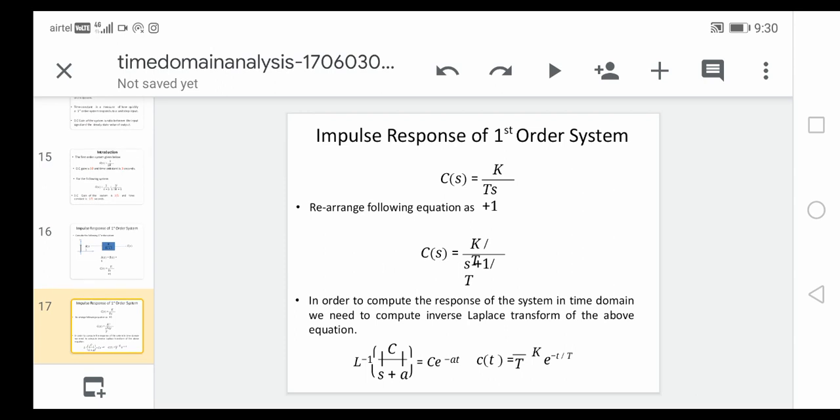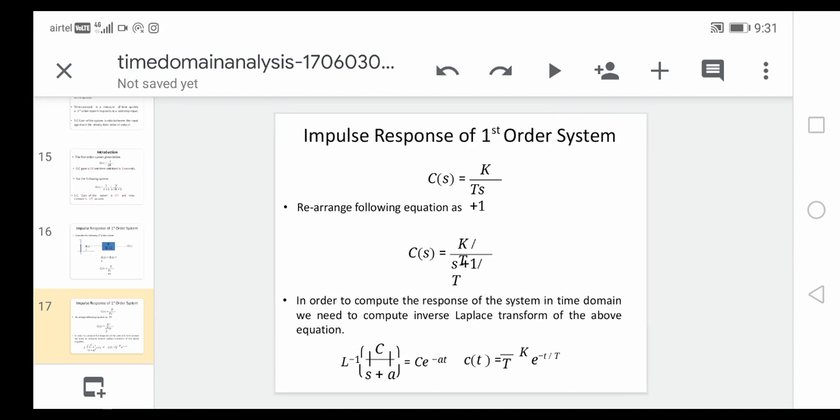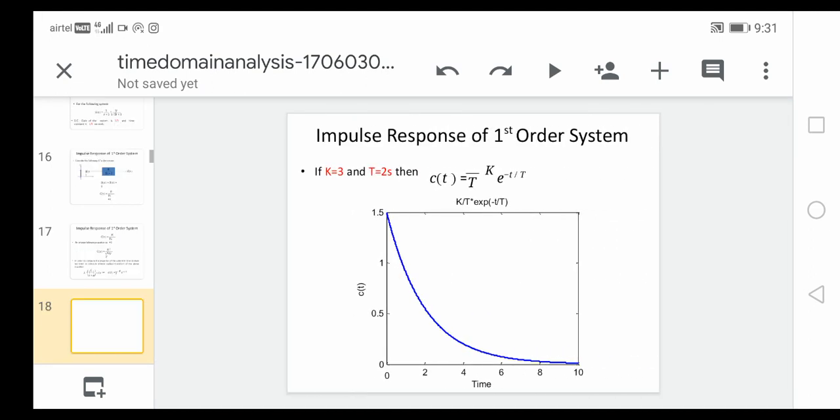C of s will also be equal to k divided by Ts plus 1. Then how are you going to find C of t? Our main intention is to find C of t. Taking the inverse Laplace transform of C of s, C of t is equal to t into k into e power minus t by capital T. That is the impulse response of a first order system. For different values of k and T you are getting the response like this.